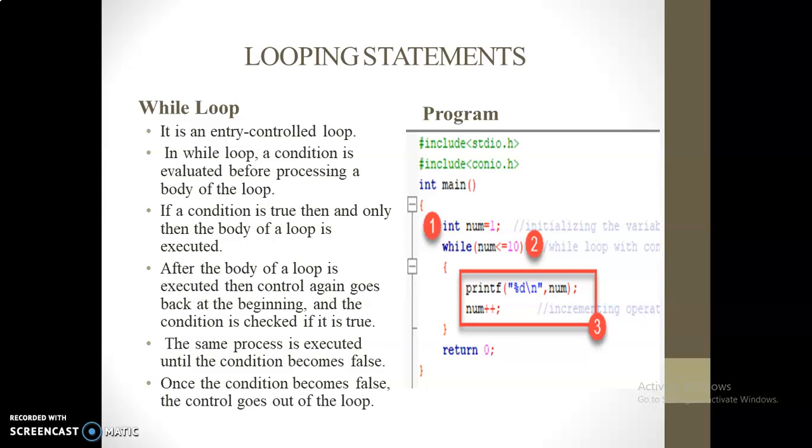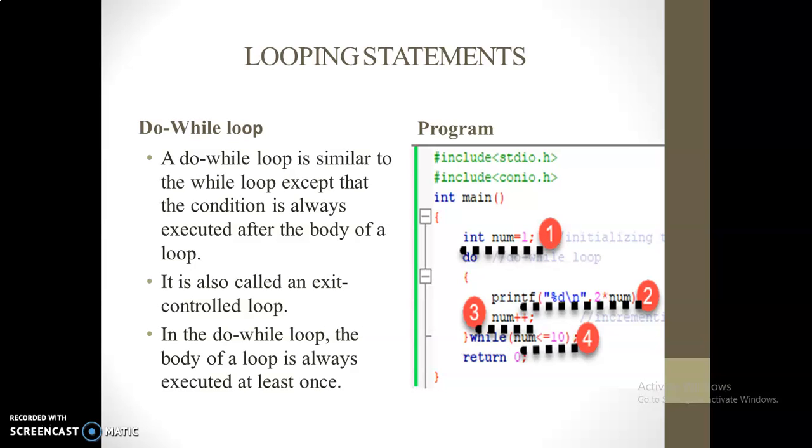In the body of the loop, we have a print function to print our number and an increment operation to increment the value per execution of the loop. The initial value of num is 1. After the execution, it will become 2, and during the next execution, it will become 3. This process will continue until the value becomes 10, and then it will print the series on the console and terminate the loop. Next, we are going to see about the do-while loop. A do-while loop is similar to the while loop, except the condition is always evaluated after the body of the loop.